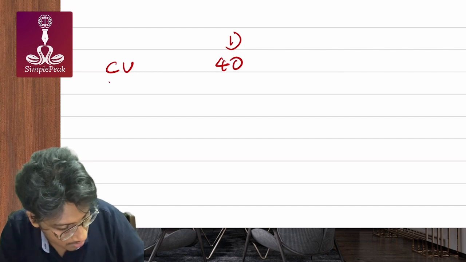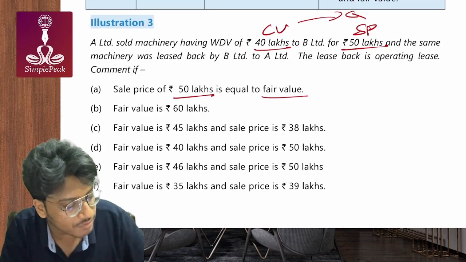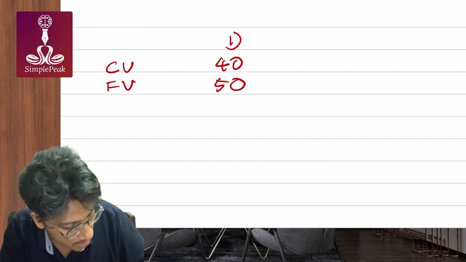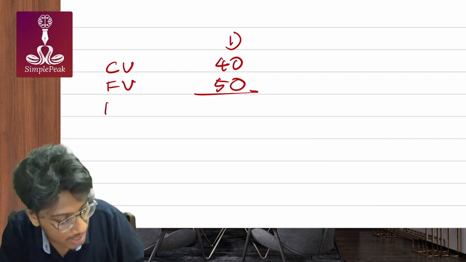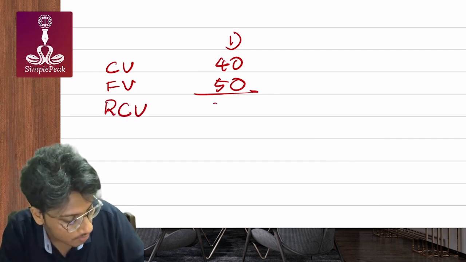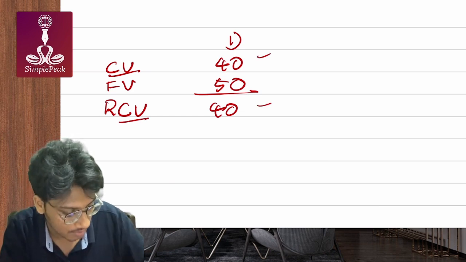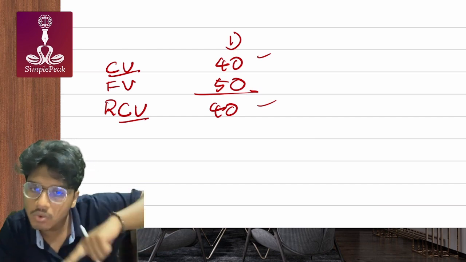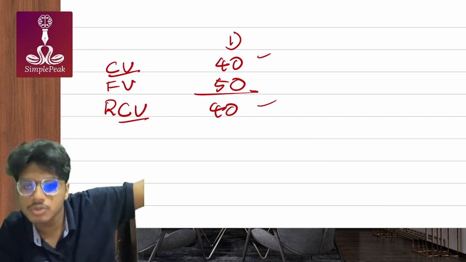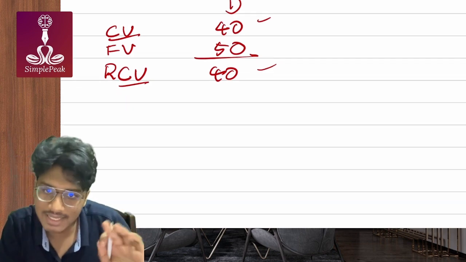40 lakhs. Fair value in our question, it said that sale value is equal to fair value, that is 50 lakhs. Whichever is lower, what is that? Revised carrying value 40. See, if CV and CV is same, the value is same, then nothing needs to be done. If it is different, you need to charge that difference immediately to the profit and loss account. Don't forget that. Okay, now the revised carrying value is given.